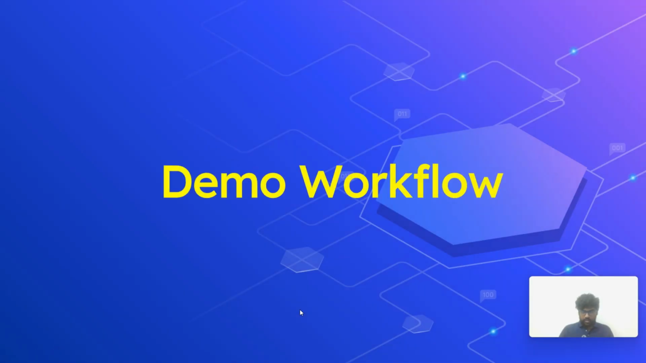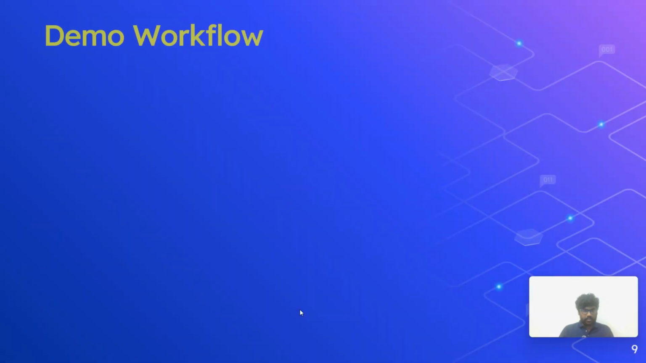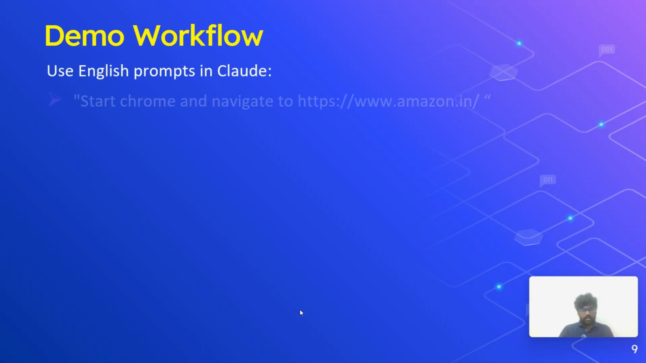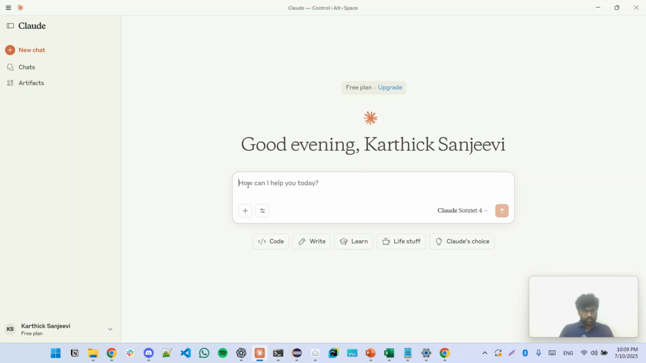So the demo workflow. Which workflow are we going to do? Just use English prompts in Claude. The first step is: start Chrome and navigate to https://www.amazon.in. Okay. Start Chrome and navigate to https www.amazon.in. Okay. Now the magic is happening.